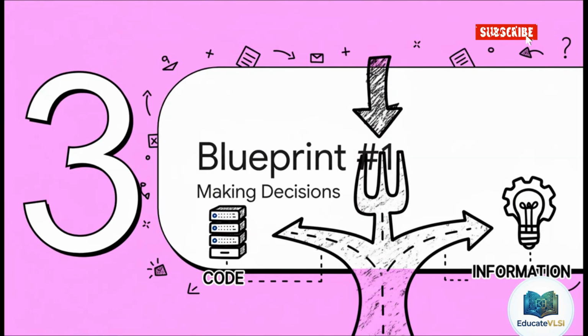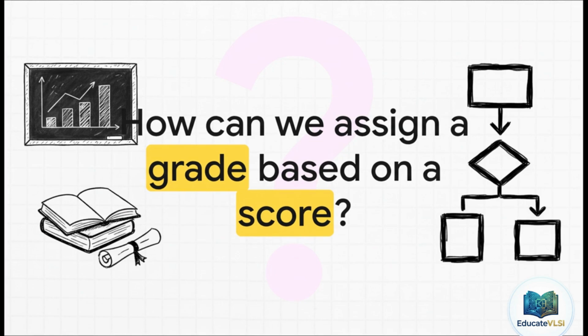So let's check out our first set of blueprints. These are all about making decisions. Think of it like your code arriving at a crossroads. Based on the information it has, it's got to choose a path to follow. Let's start with a really common real-world problem. Imagine you've got a student's test score, and you need your script to automatically figure out their letter grade. How do we draw up a blueprint for that?